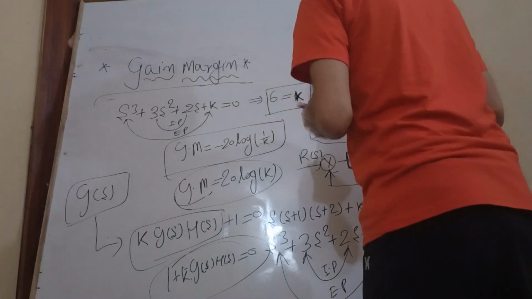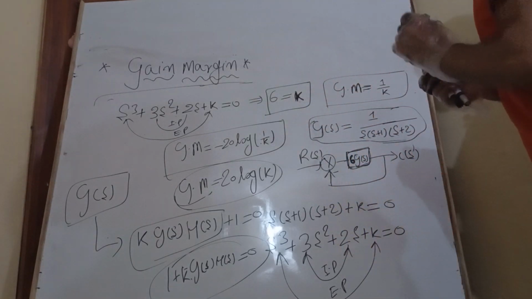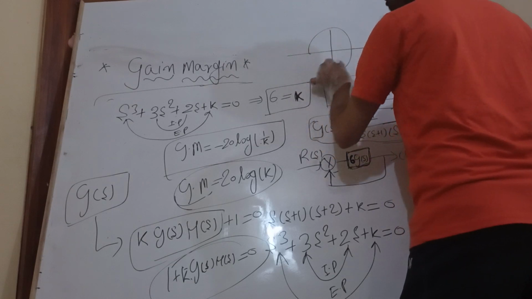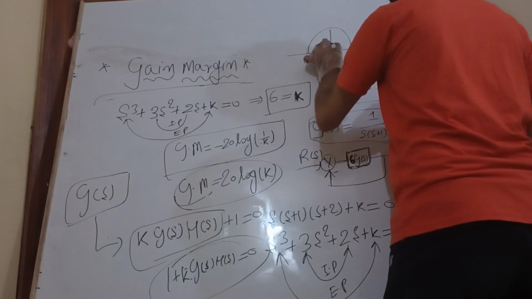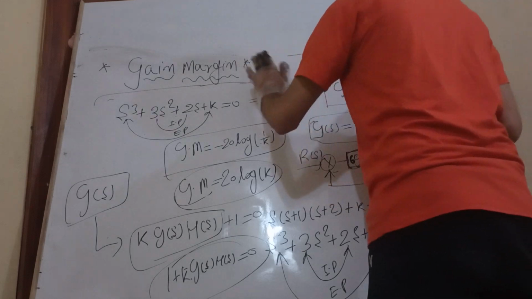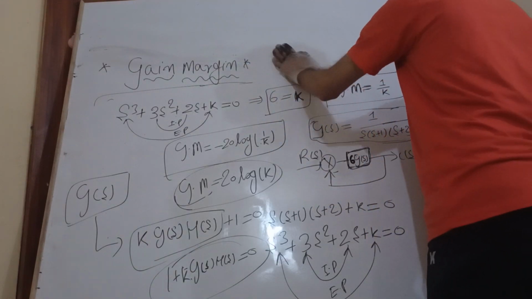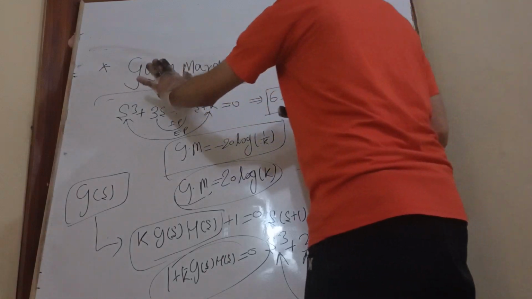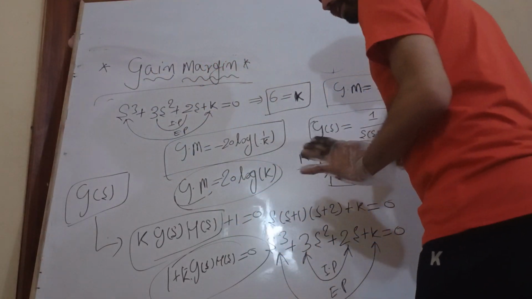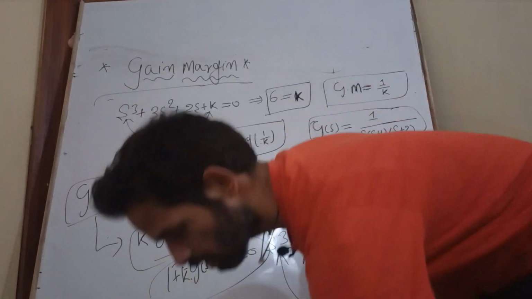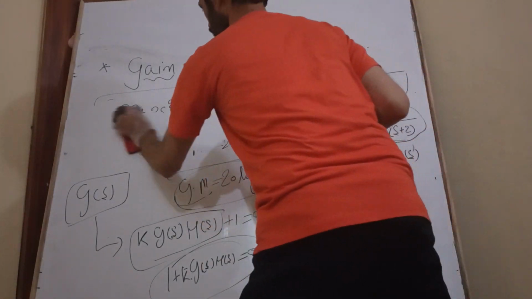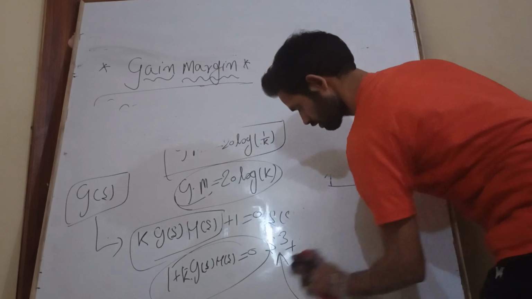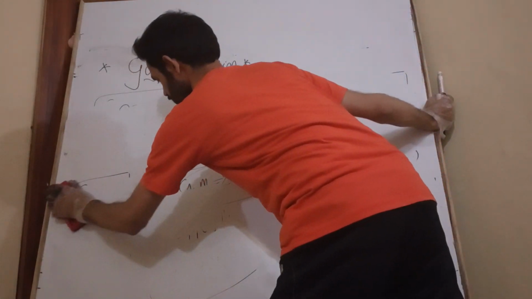So this is all about gain margin. We will see the polar plot again separately. First of all, you should know about this gain margin, and after that we will see phase margin. What is phase margin?